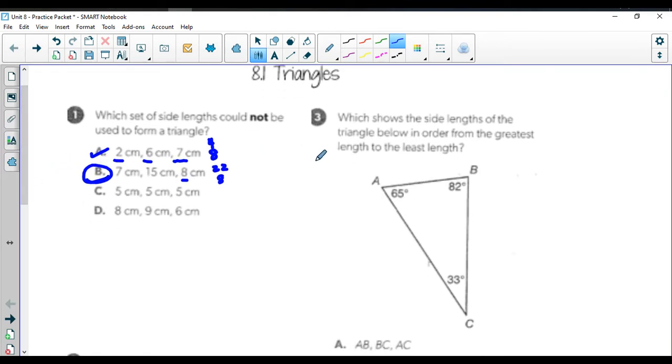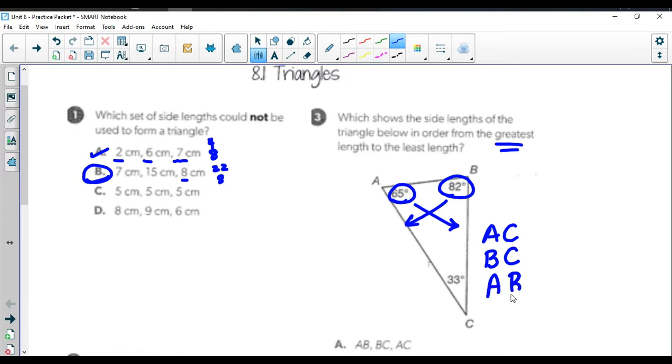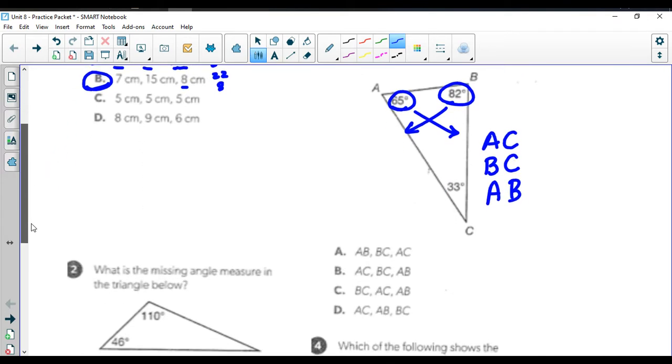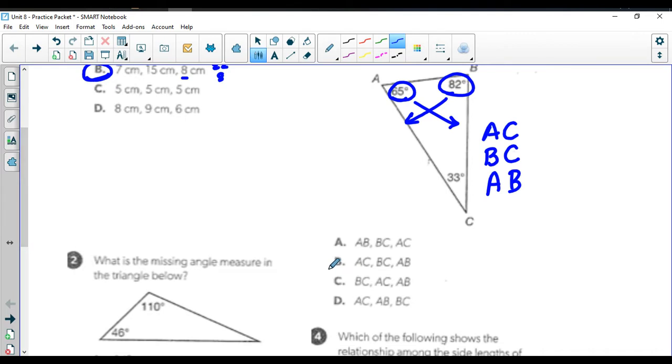I'm going to jump to number 3 just because of the spacing on here, and then we'll go down and do number 2, which shows the side lengths of the triangle below in order from the greatest to the least. So we're looking at sides versus angles. I'm looking for my biggest angle, which is going to be right here, and that side is going to be AC. Following that, I'm going to go to 65, which will be the next biggest one. So that side is BC. And then finally 33, which goes across to AB. So I'm going to look down my list here. I have AC, BC, AB, and that's going to be letter choice B for number 3.